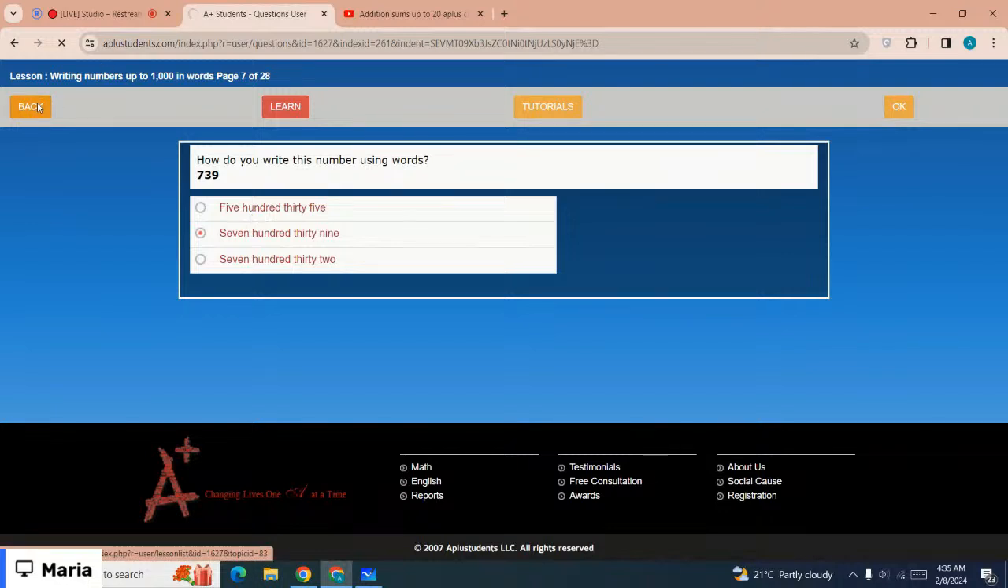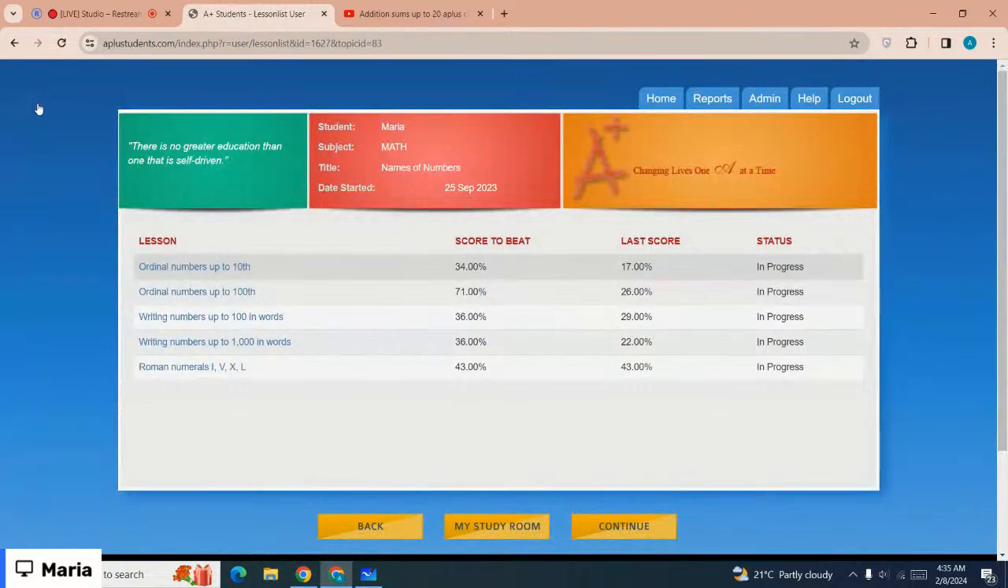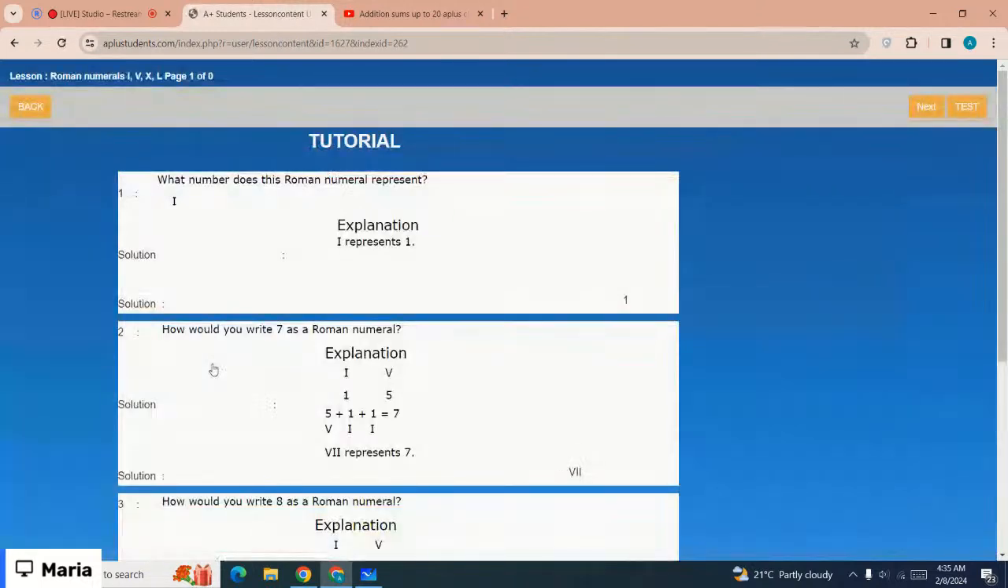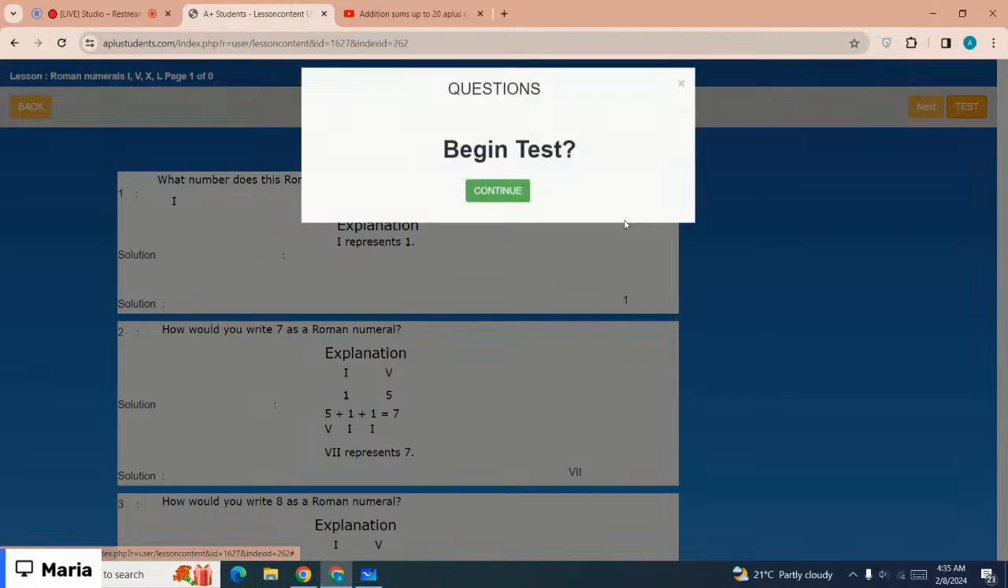Let me just move on to the next lesson, and the next lesson is Roman numbers 1, 5, 10, and 100. Let's just start with the Roman numbers, right? Basically, Roman numerals are another way to write the numbers. So they are very easy. You just have to understand.